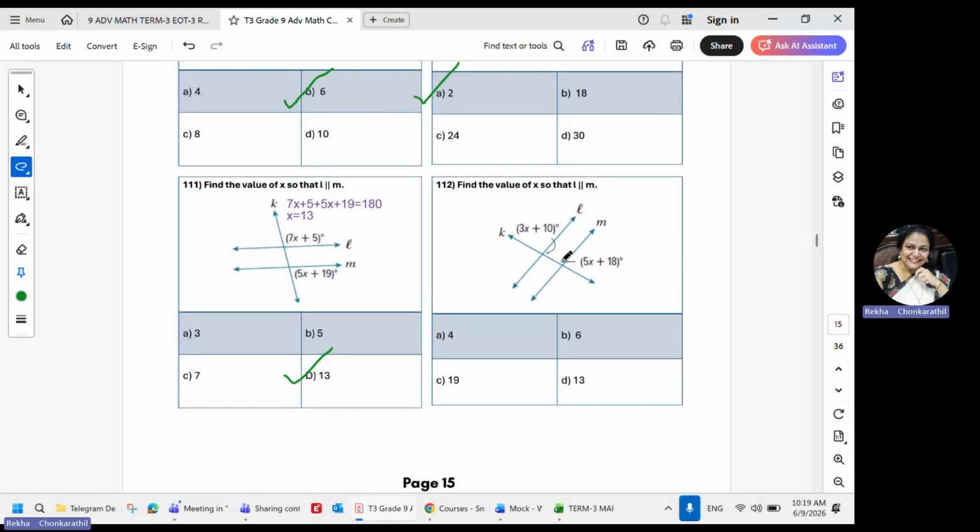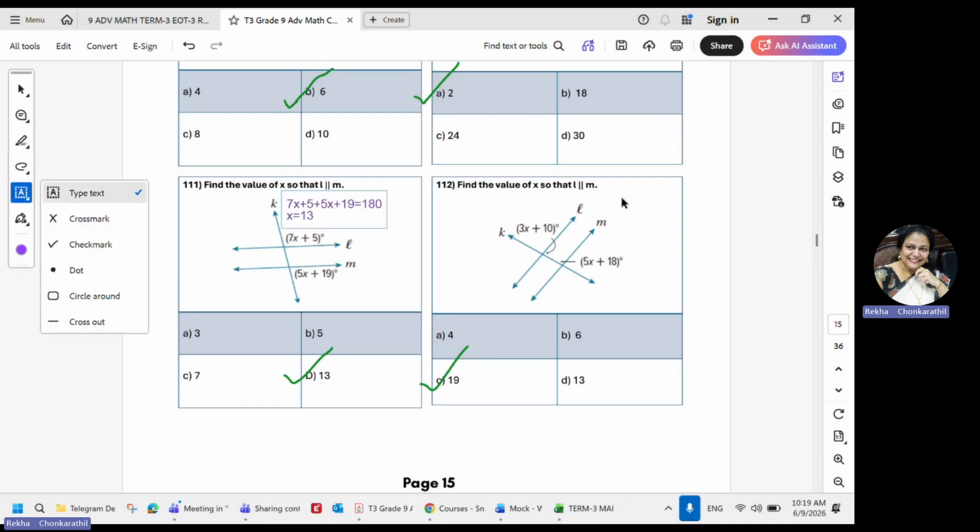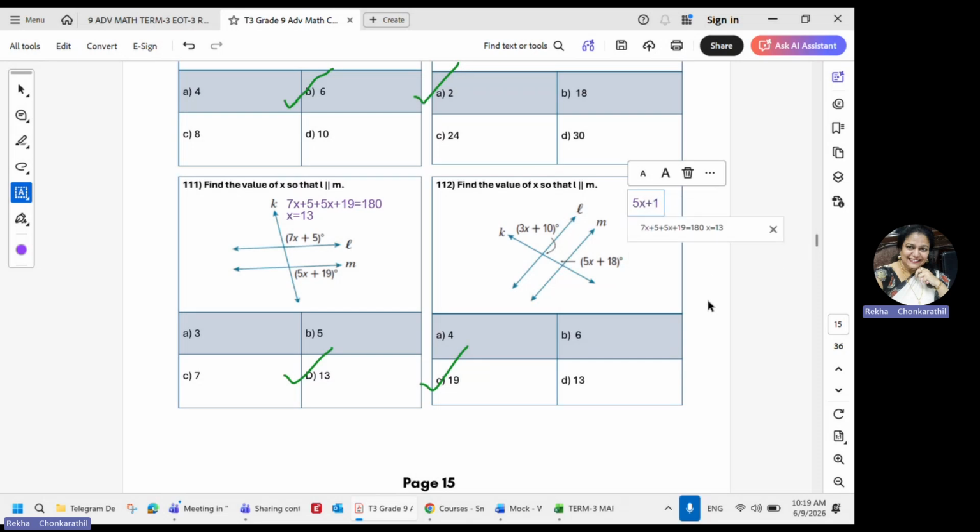These are consecutive interior angles and even here it's supplementary. Add them and equate it to 180, where you get the value of x as 19. So option C. How will you write this equation? 5x plus 18 plus 3x plus 10 equals 180.